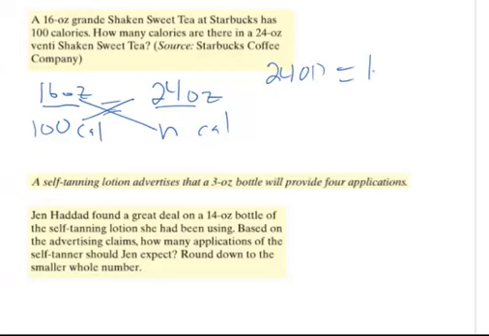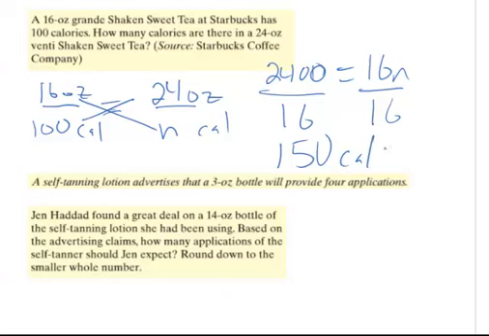16 times n, 16n. So again, I'm going to go ahead and divide both sides by 16, and I'll take my calculator once again, and I'm going to take 2,400 divided by 16, and now I'm coming up with 150 calories is equal to n. And again, we said we should have more calories, and we do.